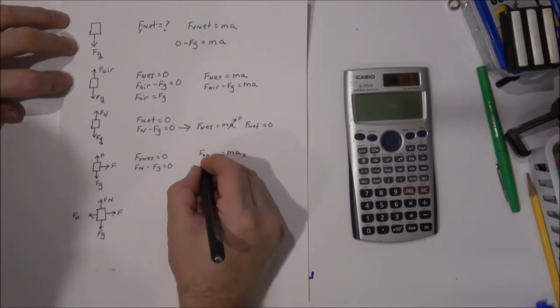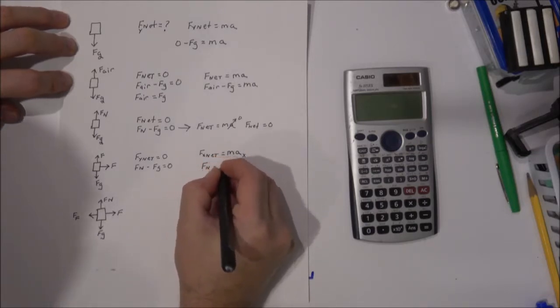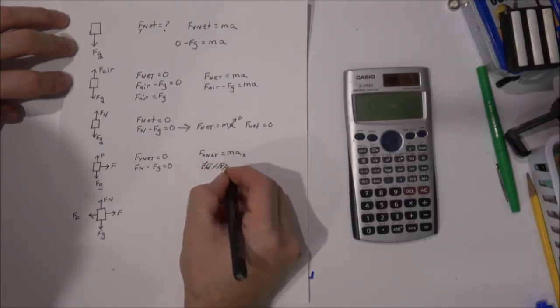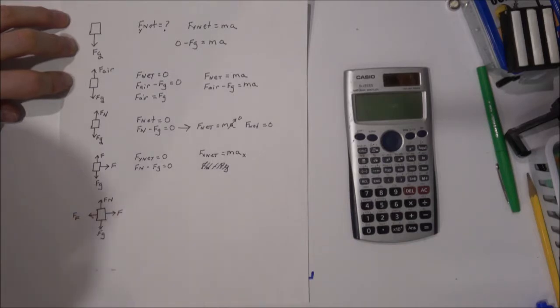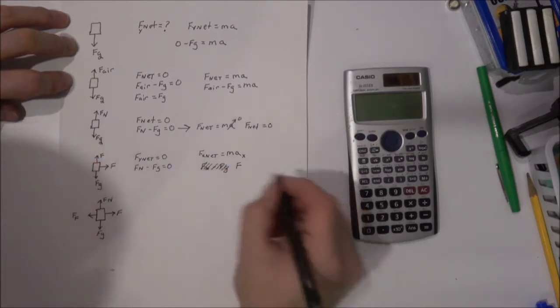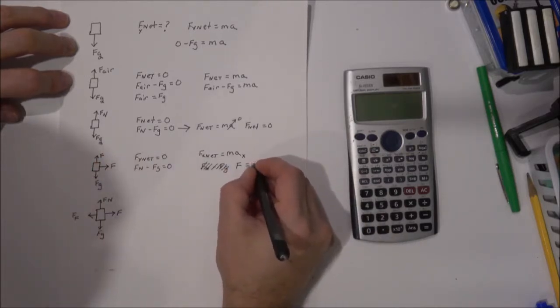So we get Fn minus force of gravity. Whoops, my bad. We're talking about the x direction, so we're going to get just F. There's nothing on this side, so it's just F equals ma.